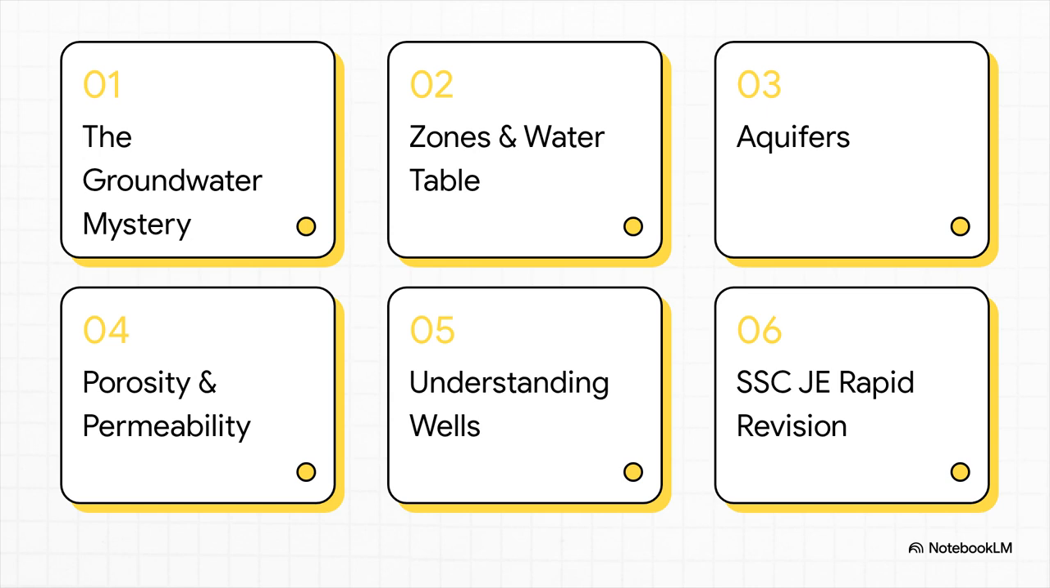Here's our quick roadmap for today. First, we'll solve that groundwater mystery. Then, we'll look at zones in the water table, break down aquifers, untangle porosity and permeability, understand wells, and finally lock it all in with an SSC JE rapid revision. Let's get right into it.